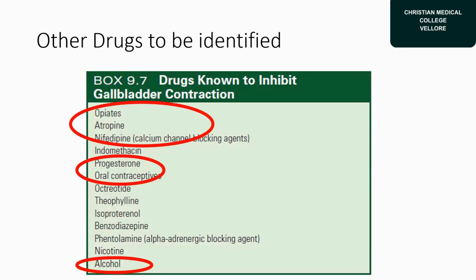These are the drugs that generally cause inhibition of gallbladder contraction. The common ones include opiates. What happens is it will constrict the sphincter of Oddi and hence delay the emptying into the GIT. Atropine, an antimuscarinic, will cause smooth muscle relaxation. Nifedipine, a calcium channel blocker, again will cause smooth muscle relaxation, decreasing the gallbladder contractility. Even progesterone has the same effect. OCPs have the same effect. Alcohol also decreases it. All these are common things we can look for in the history, and all decrease gallbladder contraction.